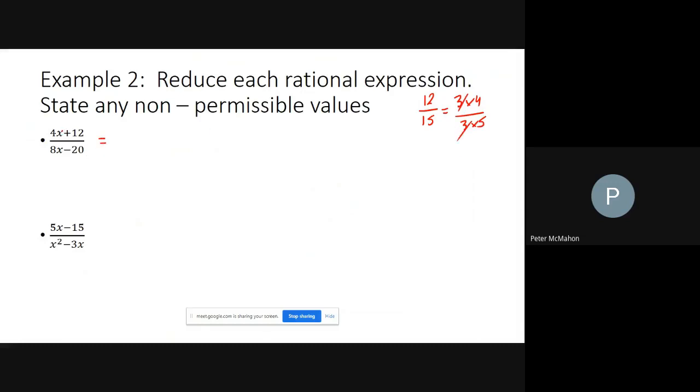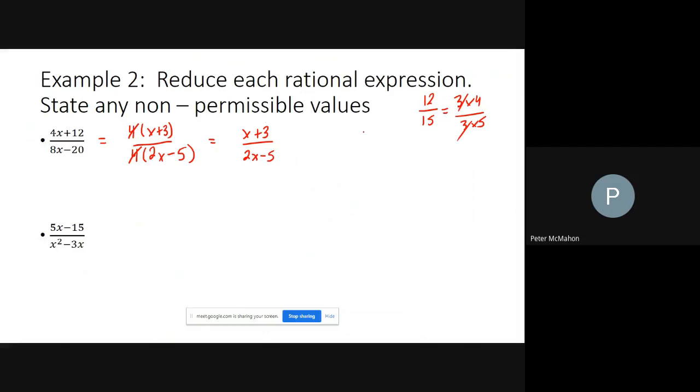If I look at my numerator, 4x plus 12, we have a common factor of 4, and we're left with x plus 3. On the bottom, 8x minus 20, I also have a common factor of 4, so I get 4 times 2x minus 5. Now I have a 4 on the top and a 4 on the bottom. Those 4s divide by each other and we just get a 1, so they cancel each other out. So our reduced rational expression is x plus 3 over 2x minus 5.